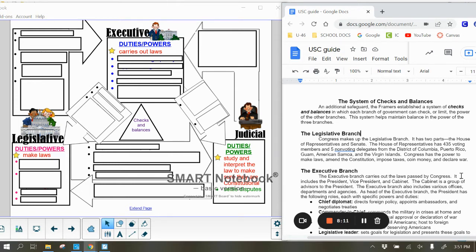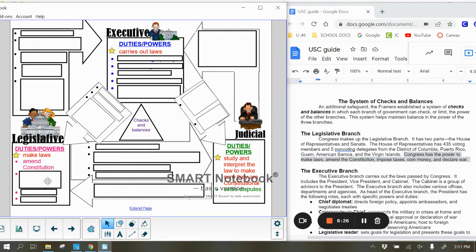So what we're going to do here is write the rest of the powers or duties that Congress has, and that we're going to find right here. So we already did make laws, right? We have make laws by the star. That's what you should have. So then we're going to have amend the Constitution, impose taxes, which also means that they control government spending, coin money, which remember means to print money, make the coins, and then declare war. And these are all powers that we have talked about before that the legislative branch has, but we're going to be using them again on this flow chart.